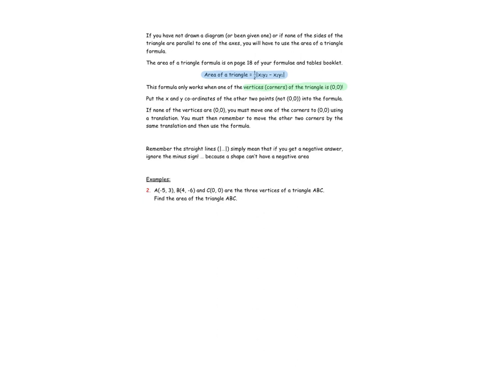So the safest thing to do here is to get the area formula. And the area formula is half |x1 y2 minus x2 y1|. So we have 3 points, and to use this formula, one of the points must be (0, 0). And thankfully, here we have one of the points as (0, 0).